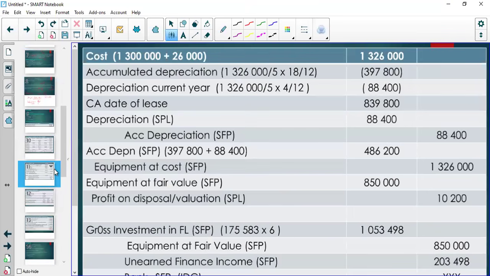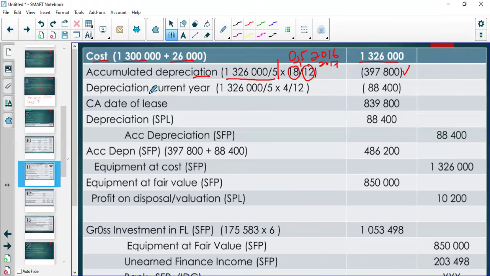It's this one. Right, so the original cost was 1.3 plus 26. It's 1326. Then at the beginning of the year, remember we had the first 6 months in 2016 and the full year in 2017. So by that time, it was 18 months out of 12, right? And this is the annual depreciation, multiplied by 1.5. So we get 397,800.